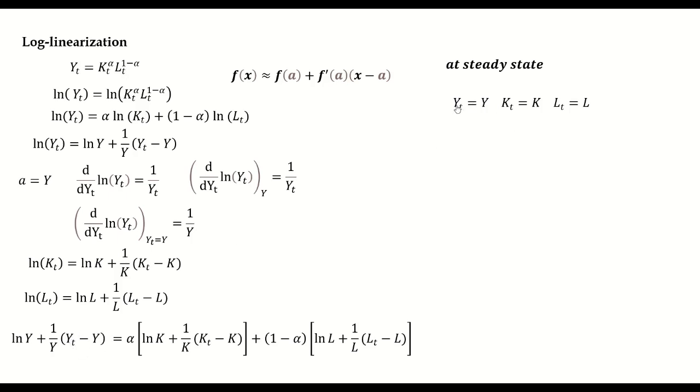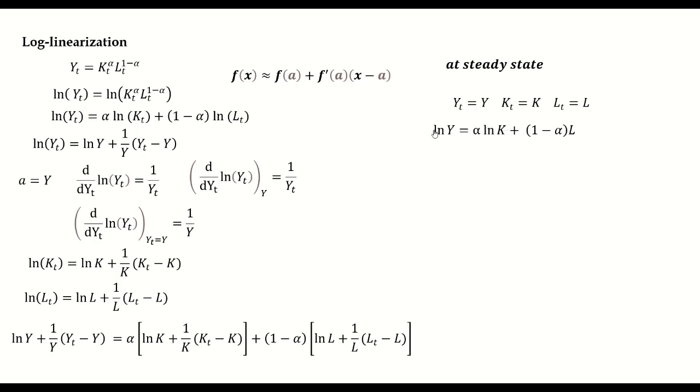once we substitute yt equals y over here, this term will drop out, this term will drop out, and this term will drop out. So once we substitute this steady state condition, we are left with this expression, which is log of y equals alpha log of k plus 1 minus alpha log of l.